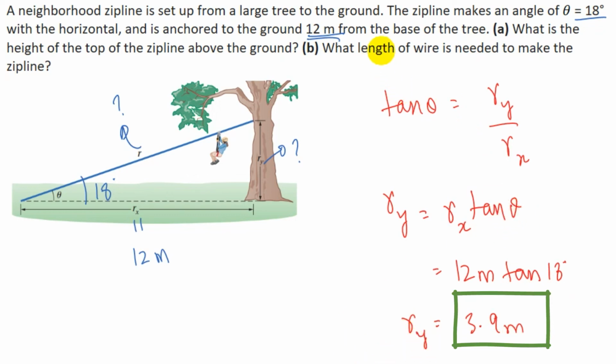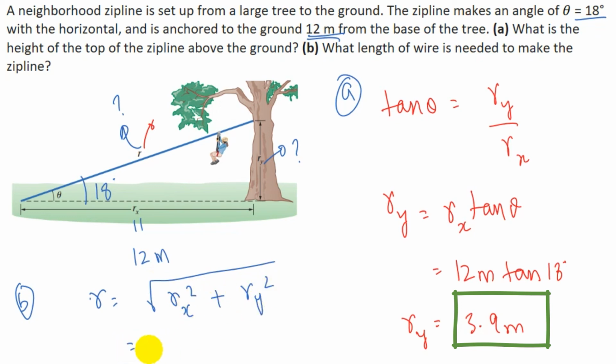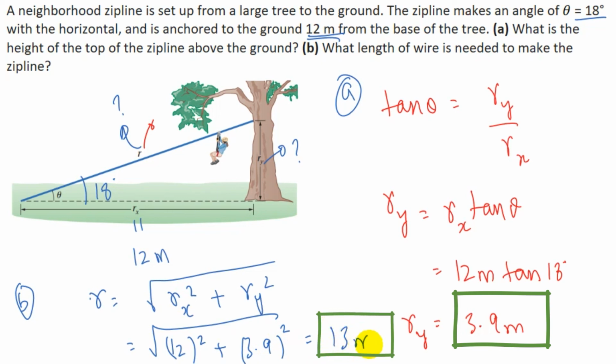Now next, what is the length of wire needed to make the zip line? That is what they are asking, this, the magnitude of this r vector. So this was the A part. Now in the B part, r we have under root rx square plus ry square. So under root, rx we have 12 meter, squared, and ry we have just calculated as 3.9 meter, squared, so this would be equal to 13 meter. So this would be the answer for the B part, and the earlier one would be the answer for the A part.